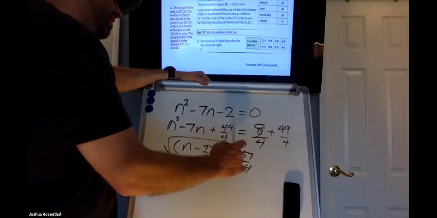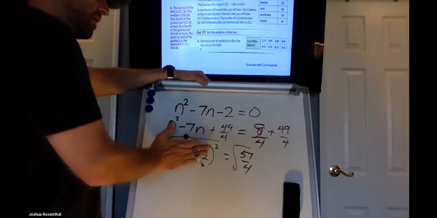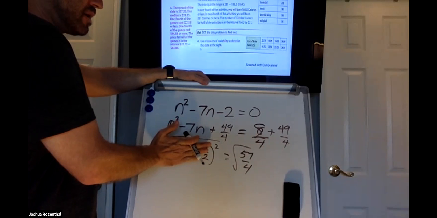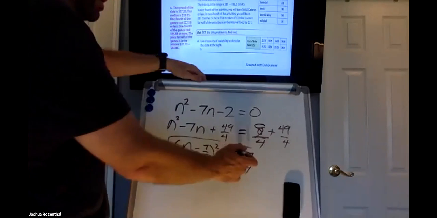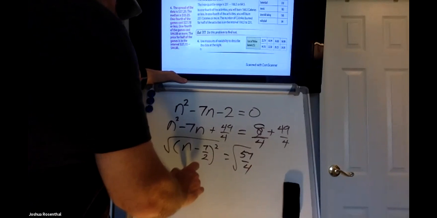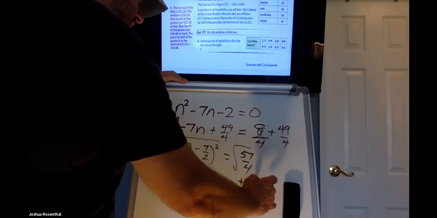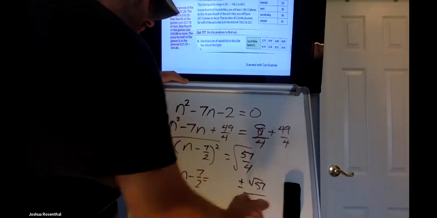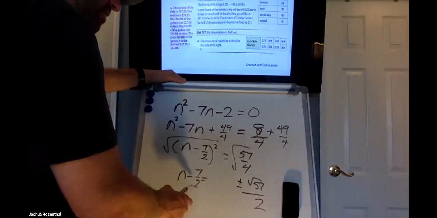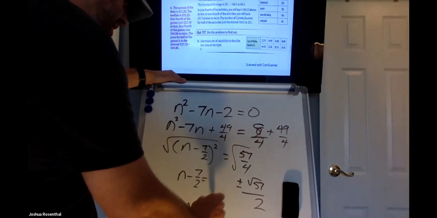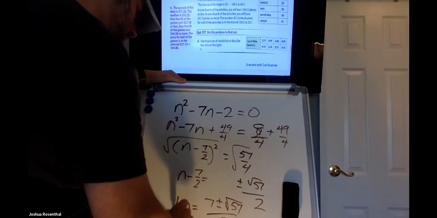Take the square root of both sides. And because this is the square root of an unknown squared, the unknown could be negative or positive. When you square it, you get the same result. So this is plus or minus. So you get n minus 7 over 2 is equal to plus or minus root 57 over 2, because the square root of 4 is 2. Then I add 7 over 2 to both sides.